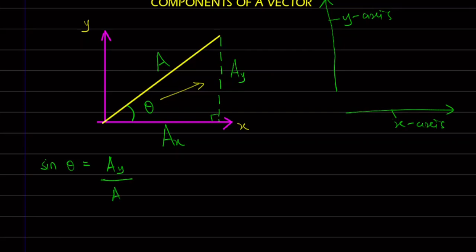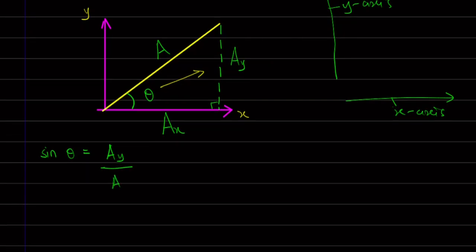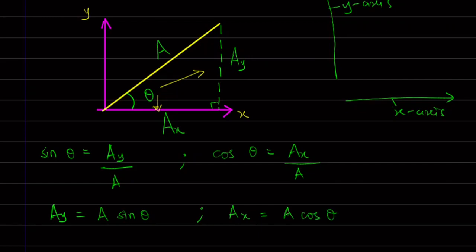Then we cross multiply, and we are going to have AY equals A sine theta. You can do the same thing for cos. Cos theta becomes adjacent over hypotenuse. The angle is resting on AX, so we have AX over A. We cross multiply, and we are going to have AX equals A cos theta.